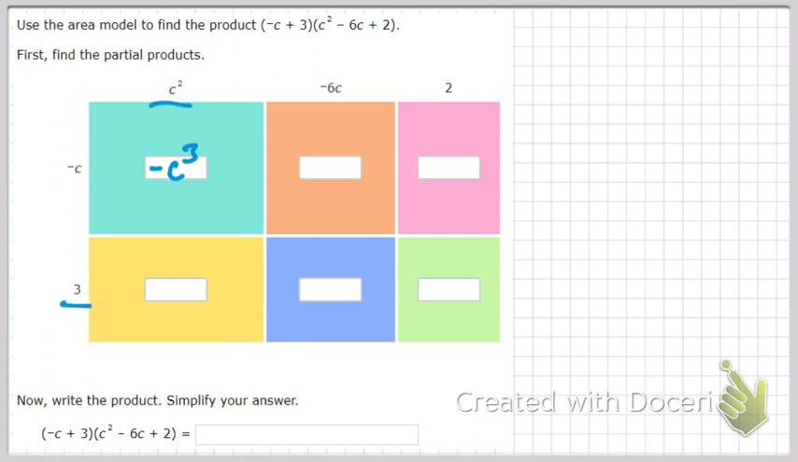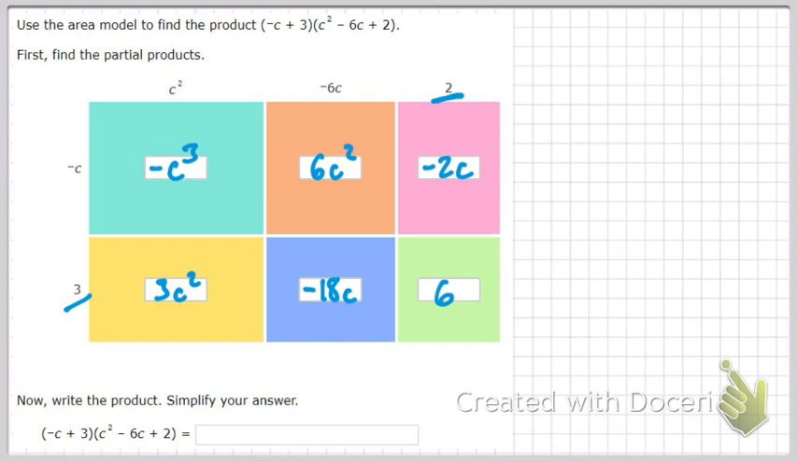Next, I'm going to do the c squared times 3, and I get 3c squared. Next, I'm going to do -c times -6c. So that's going to be a positive 6c squared, and we get c squared because we have to go c times c. There's 2 c's, that's why there's a c squared. Next, I'm going to go -6c times 3, which will give me -18c. Then let's do the 2 times -c. Remember, there's a -1 right there. So I'm going to put a -2c because -1 times 2 is -2. And then I have 2 times 3, which is going to be 6.